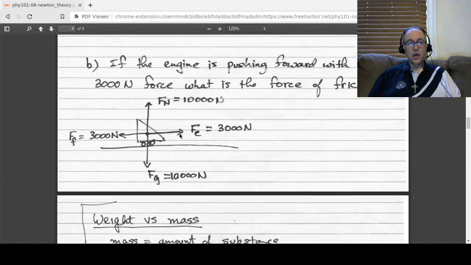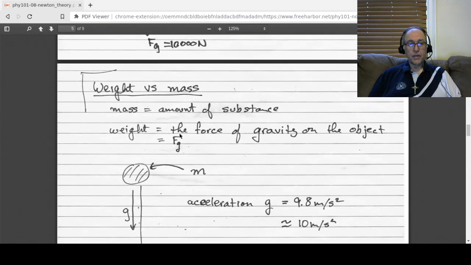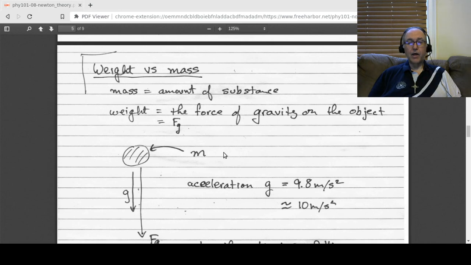Okay, all right, and I do want to say, before I go on to my next example, make more clear what I already alluded to above, and that is the difference between weight and mass. If you have the mass of something, that's the amount of substance, you can actually calculate the weight from the amount of mass. And you say, well, how do you do that?